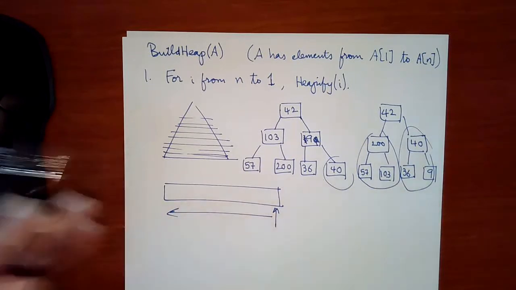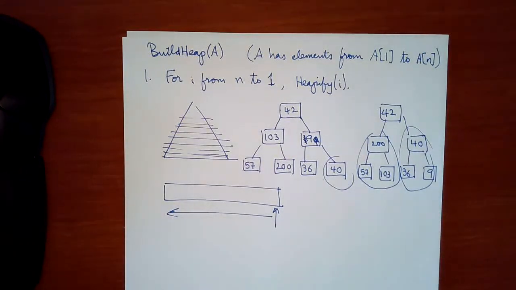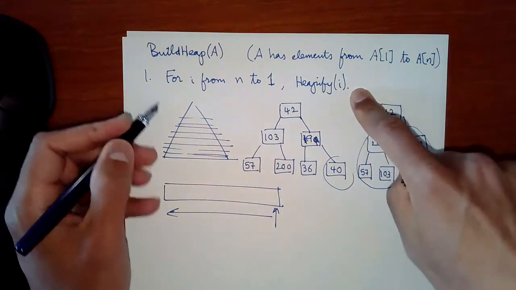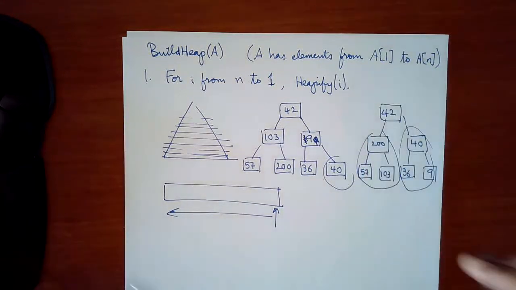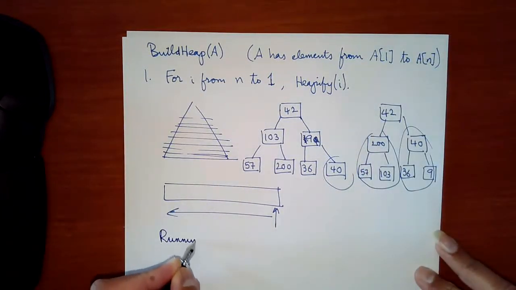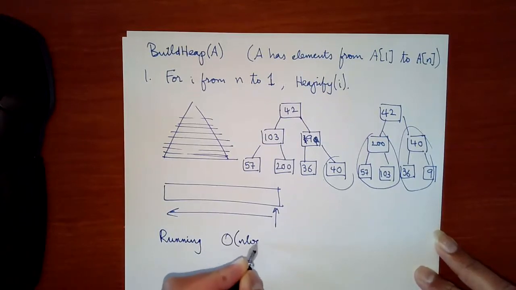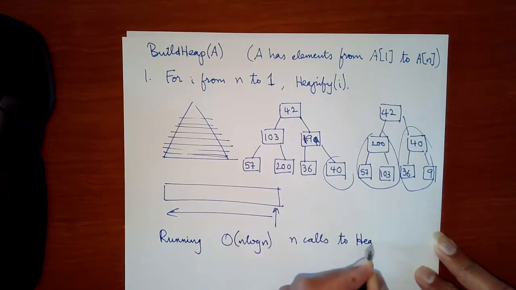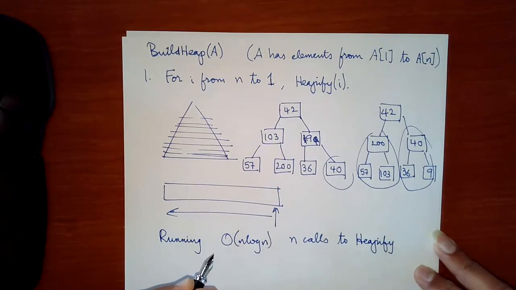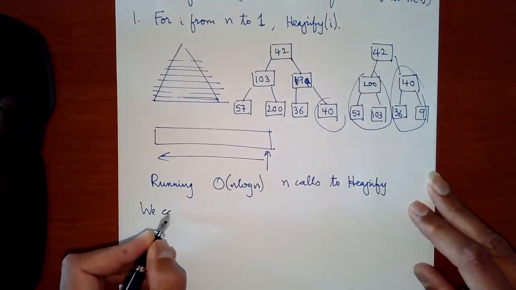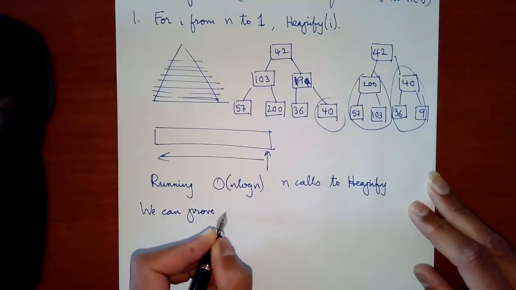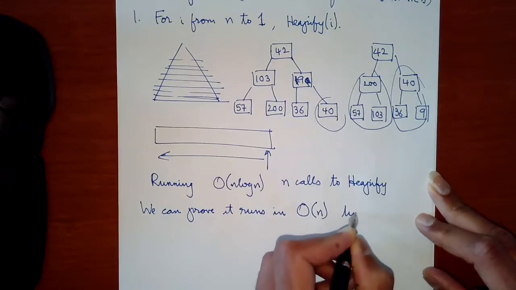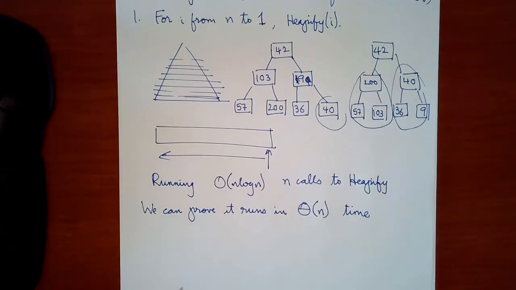There's another bit of magic here, which clearly I cannot explain everything in the next 3 minutes. But what is the running time of this procedure? Can someone say what the running time is? You'd say the running time is O of n log n. Why? You say n calls to Heapify. Turns out this is not the best you can do. We can prove it runs in linear time, O of n time. And it's actually theta of n time.